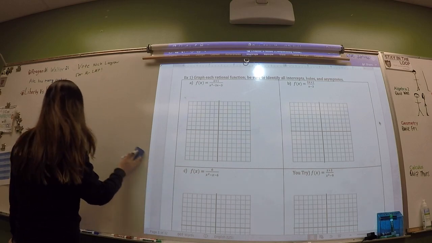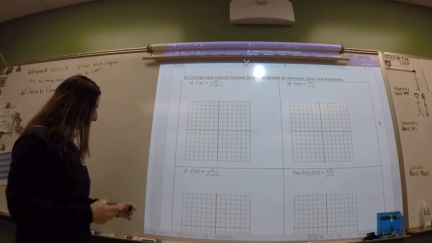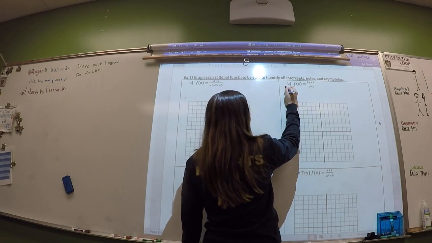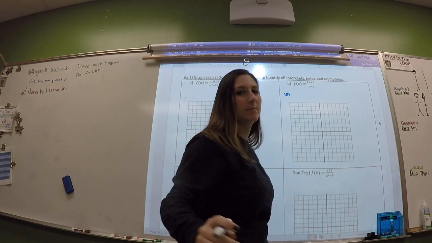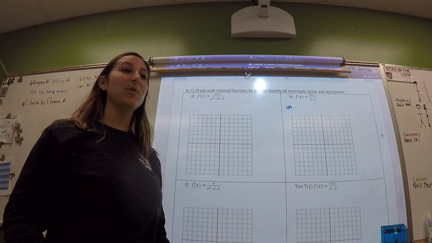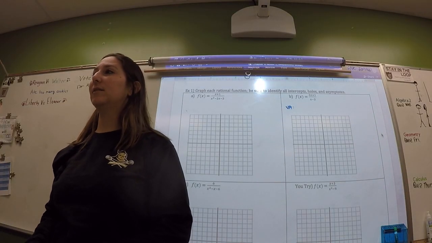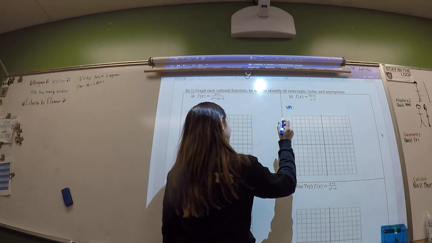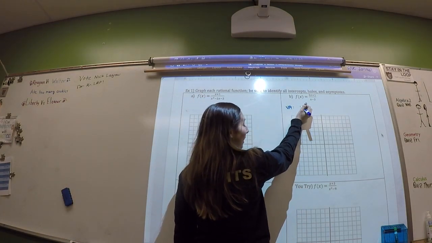Alright, so can't factor, no holes. What comes after holes? After holes we have vertical asymptote. So the vertical asymptote you find by doing what? You set the denominator equal to 0, not the whole thing, just the denominator.